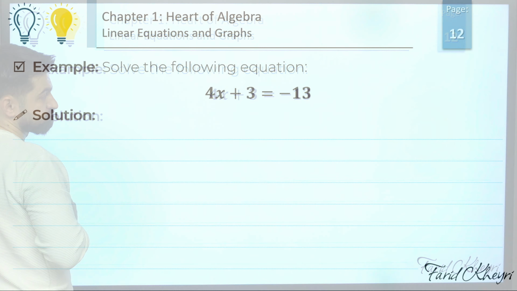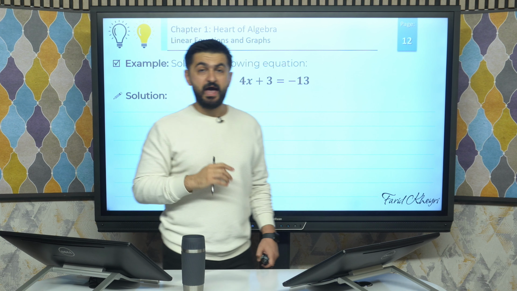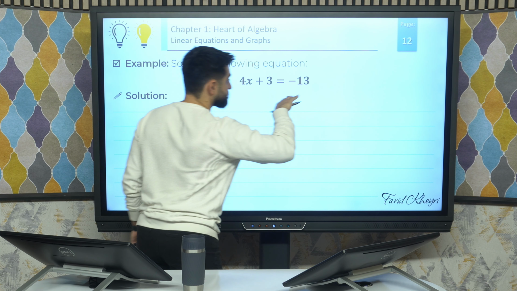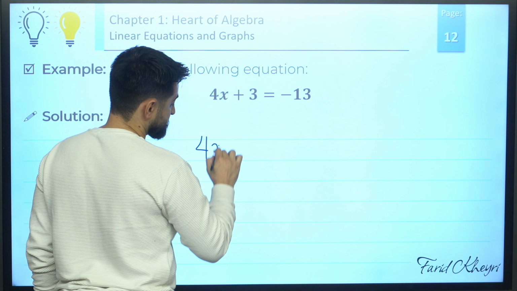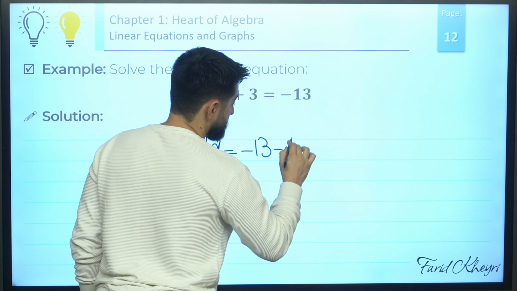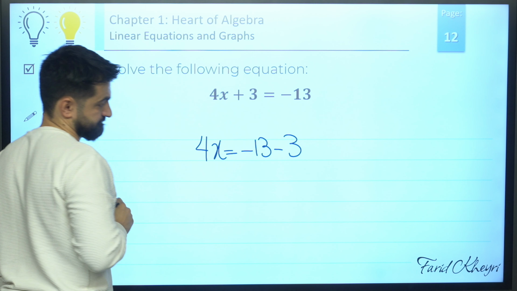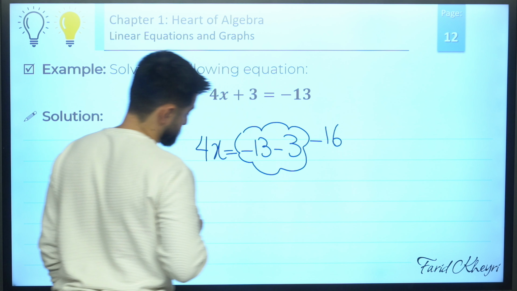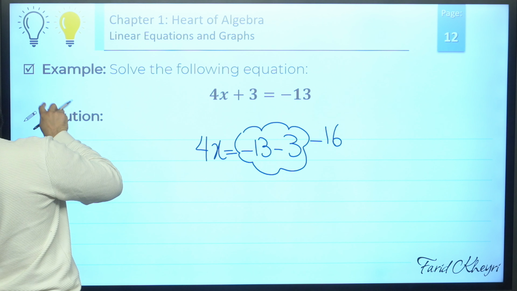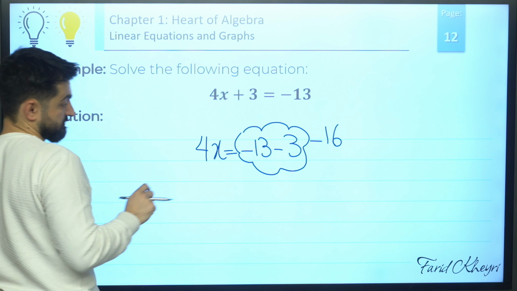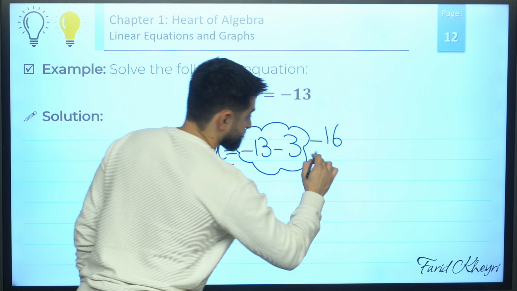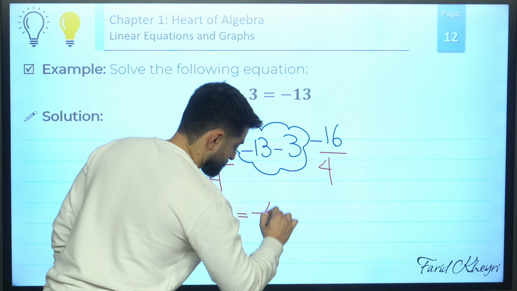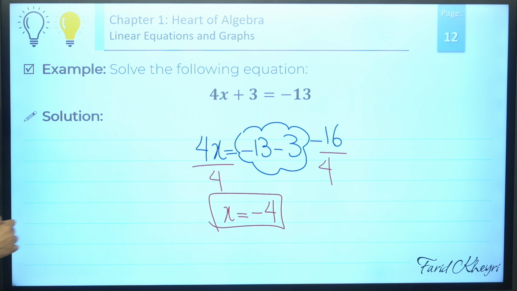What about this one? Oh, in this situation, we have 2 steps to go. At first, we have to bring 3 to the right-hand side. So 4x will be minus 3 minus 13, which is minus 16. And if we divide both sides by 4, it will give us minus 4, which is the answer of the equation.